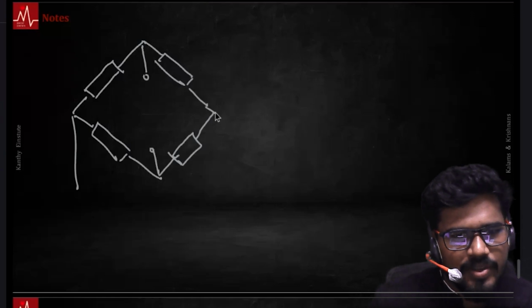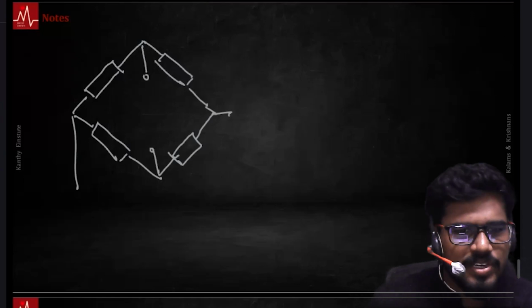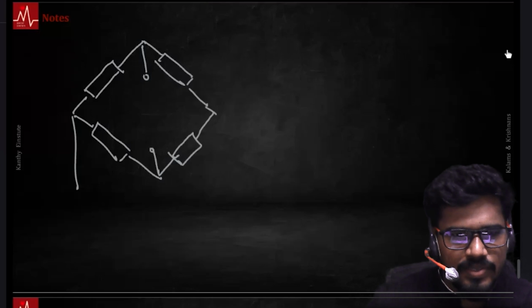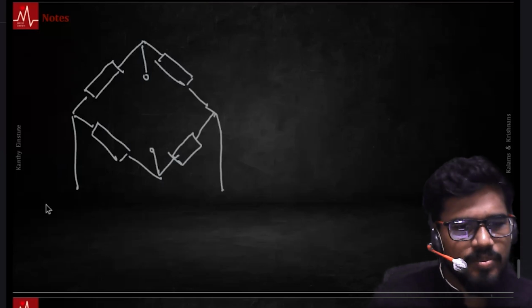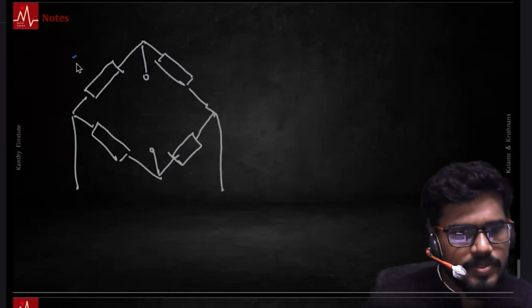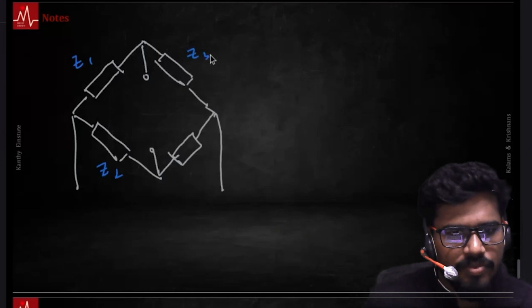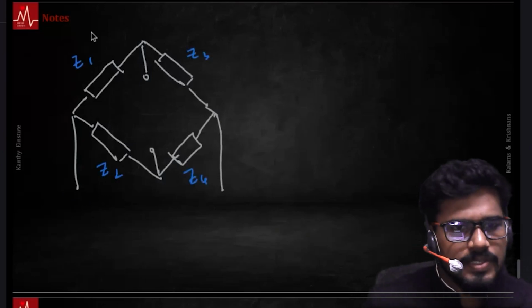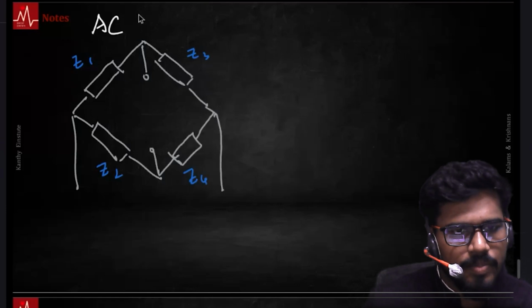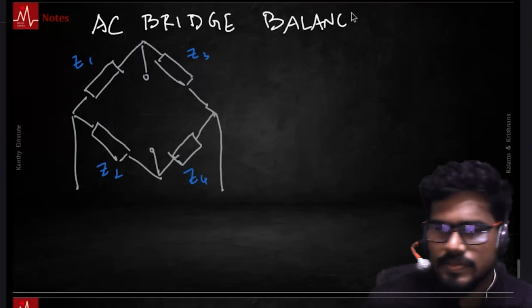Okay. In fact, you don't take the output. You're trying to measure something in one of the bridges. Okay. And there is an input to the bridge. Now let's label these four Z1, Z2, Z3, Z4. We are discussing the AC bridge balance condition.